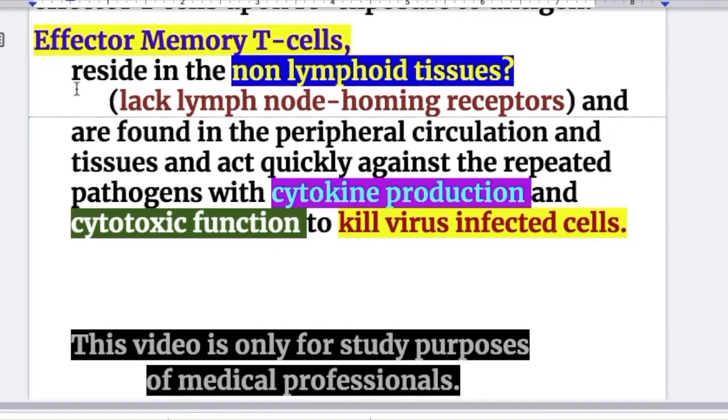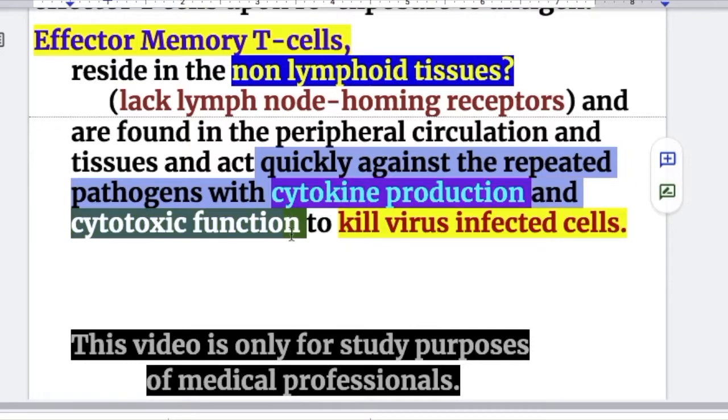Now the effector memory T cells reside in the non-lymphoid tissues because they lack lymph node homing receptors, and they are found in the peripheral circulation and in the tissues. And number 2, they act quickly against the repeated pathogens with cytokine production and cytotoxic function to kill the virus affected cells.